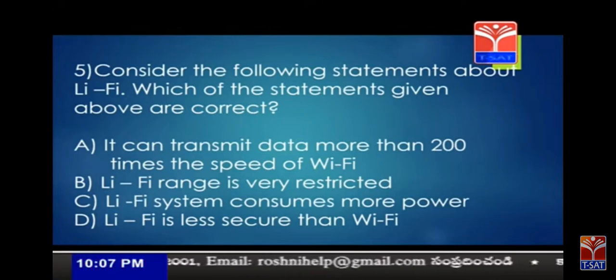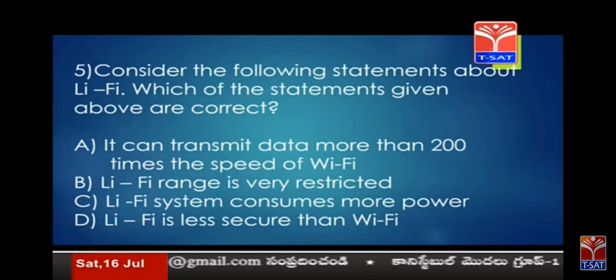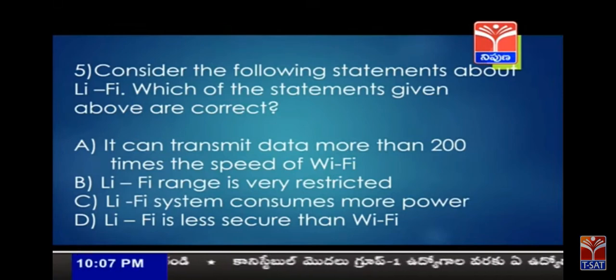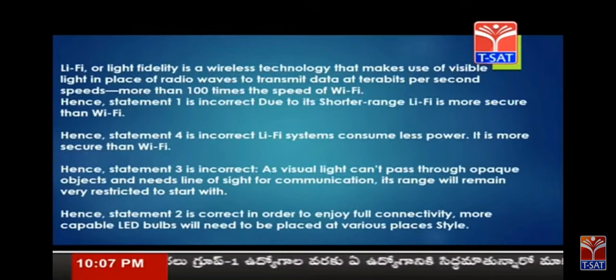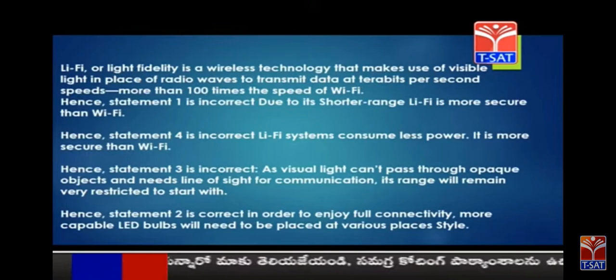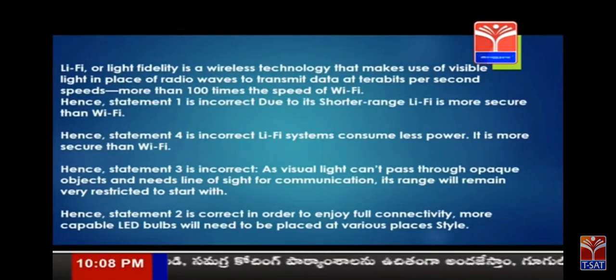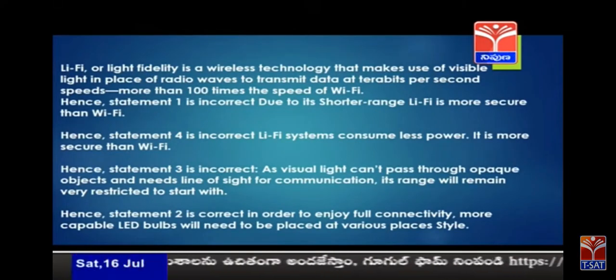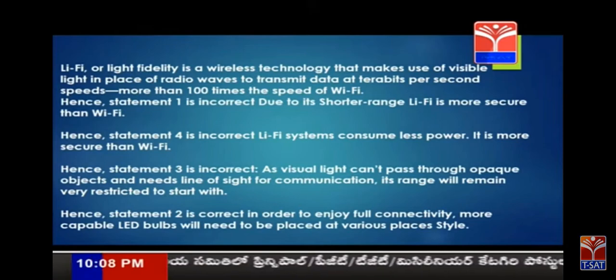So first we have to learn about Li-Fi, then you can choose which option is correct. Okay. Now we will see. Li-Fi means light fidelity, clear? It is a wireless technology that makes use of visible light in place of radio waves to transmit data at terabits per second speed, more than 100 times the speed of Wi-Fi. This is very important here.